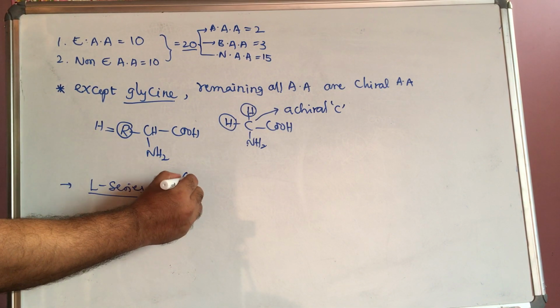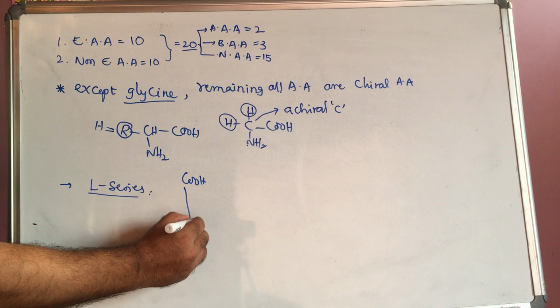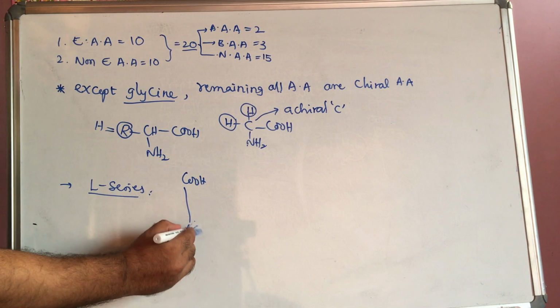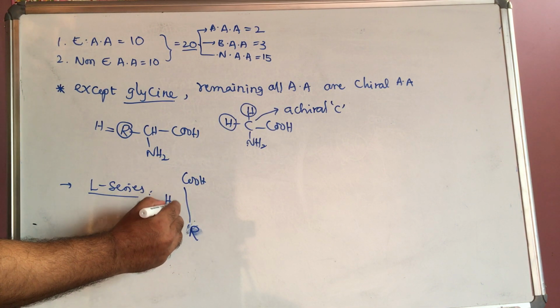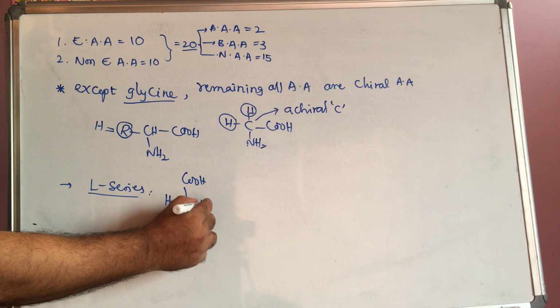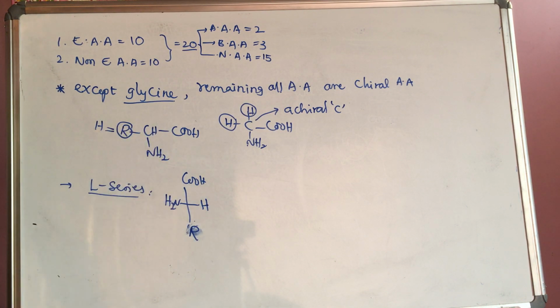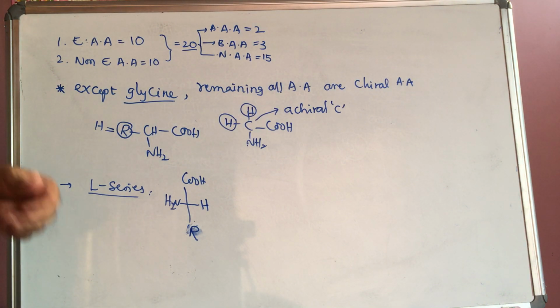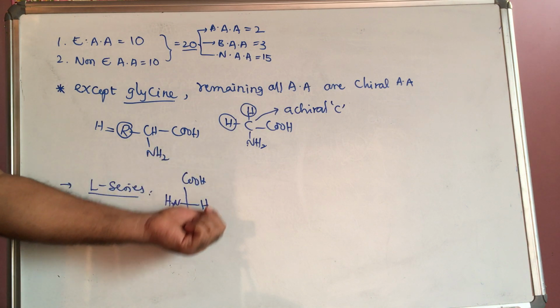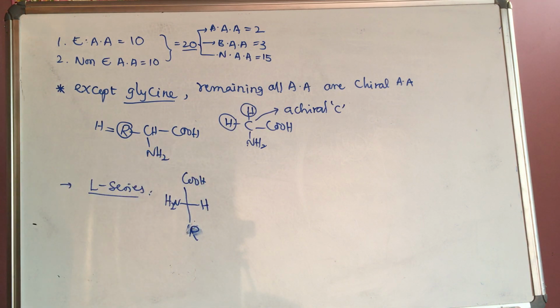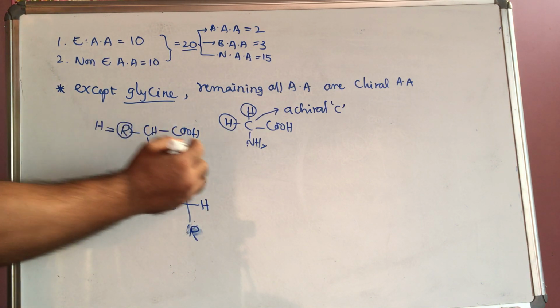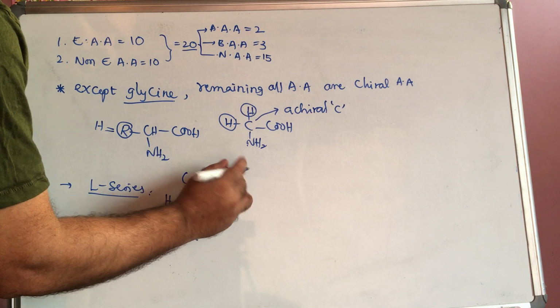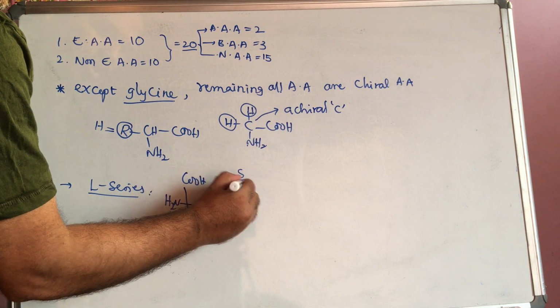If you observe here COOH, here this alkyl group, here NH2 and here H, this is the general formula represented. So generally all naturally occurring amino acids are L series, and next, those having L series configuration are all R configuration. Sorry, all are S configuration.